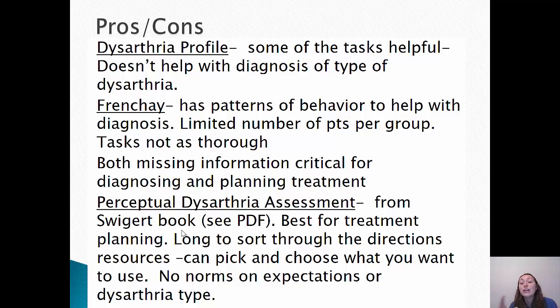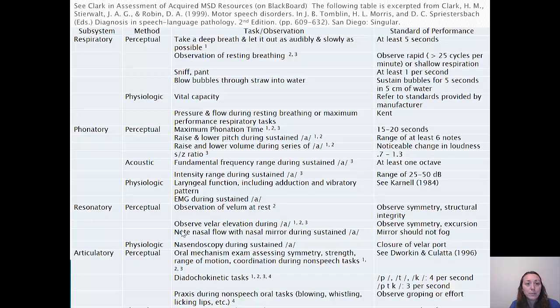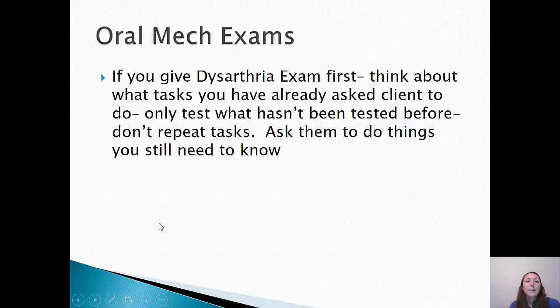Disadvantages: there are no norms, just general expectations, but when you make your resource guide, you are going to put some of those general expectations. So, what should AMRs and SMRs look like? What should maximum phonation time look like for a prolonged ah? You will put those resources in there, which should be helpful. That's the Clark resource I pulled up before, and it has some of those norms that you may want to use to put that together.